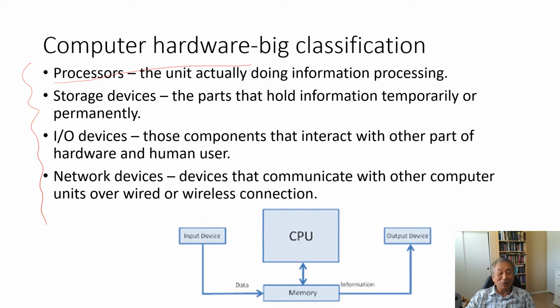So the processors. Then there is the whole spectrum of devices known as storage devices. In other words, data and information must be stored somewhere. Sometimes we need it temporarily, or sometimes we need it permanently. So for the storage devices, there are many different kinds, which you will also find out in a minute.